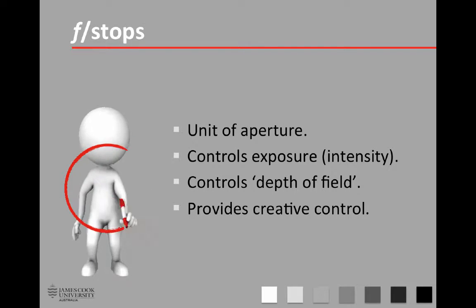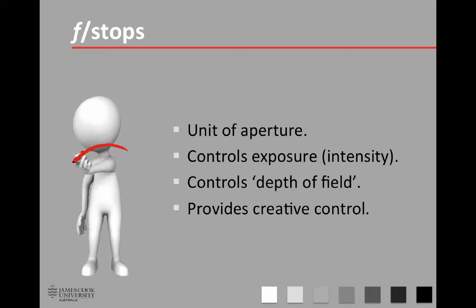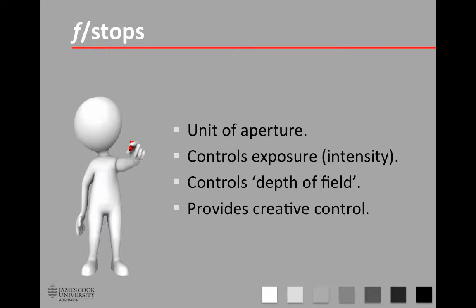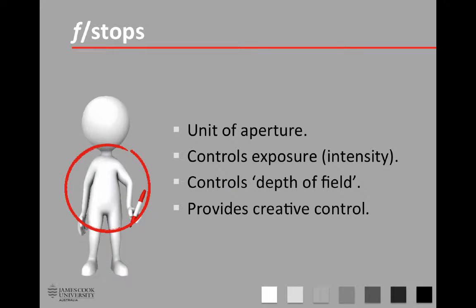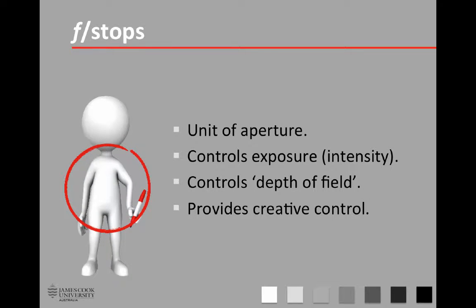Recap a little on f-stops. F-stops are the unit of aperture, the amount of light intensity that enters the camera obscura, or how bright the image appears inside the camera. The wider open the aperture, the brighter or more intense the image appears on the film plane. F-stops also control depth of field, and that provides photographers with greater control over the image design or image result.